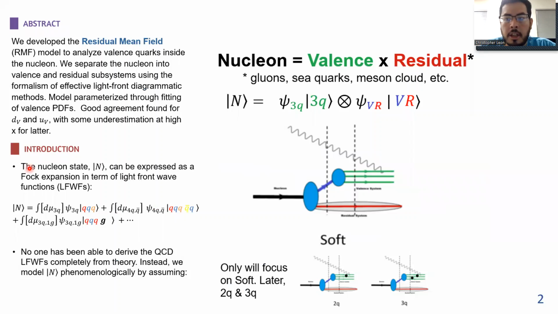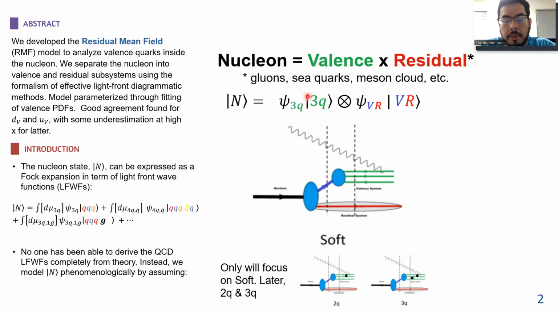So the nucleon is a complex object. It can be expanded in a Fock expansion. No one's been able to solve the issue with QCD, but we take a phenomenological approach where we divide the nucleon into valence and residual system.